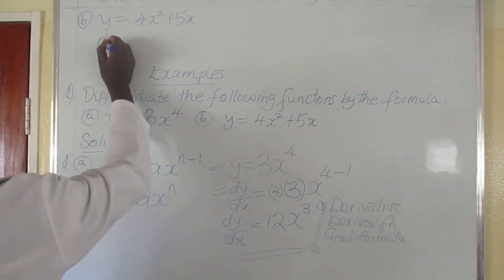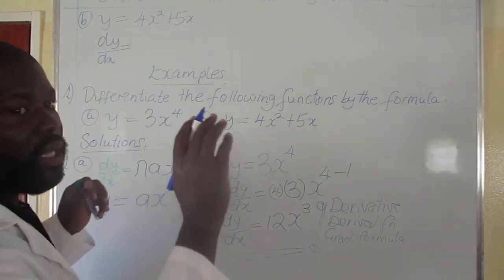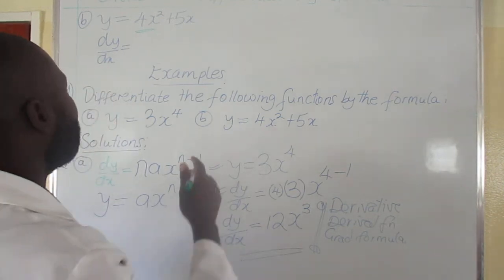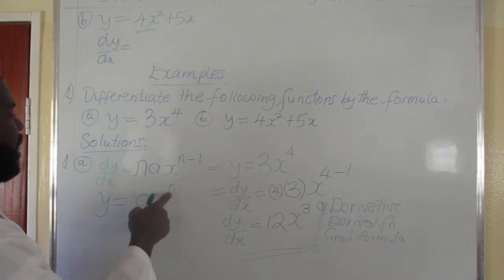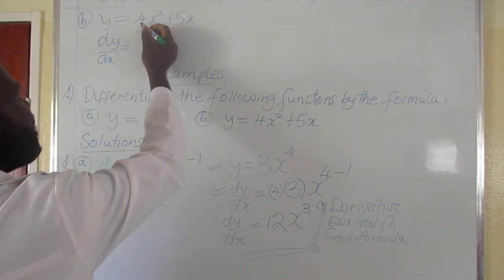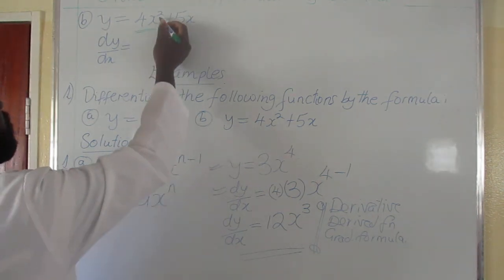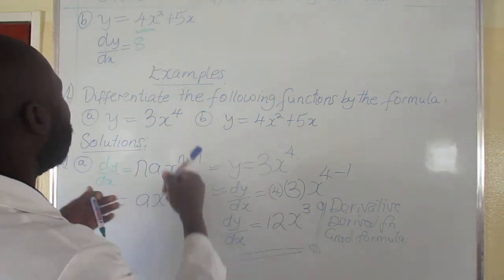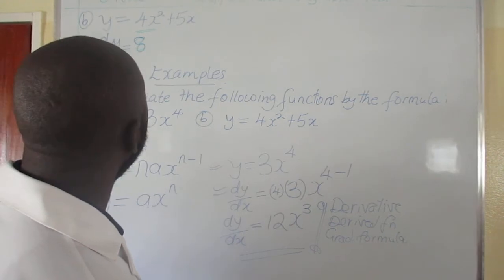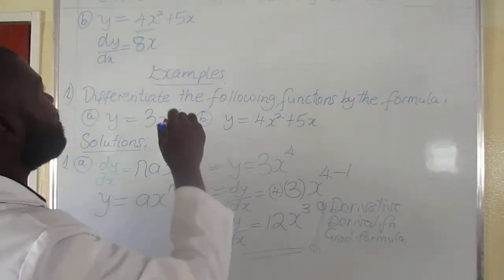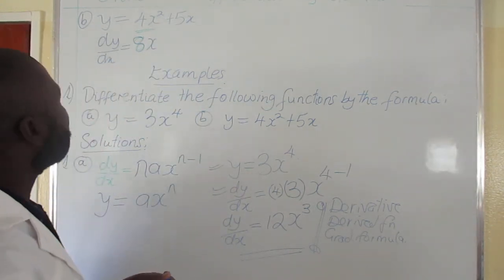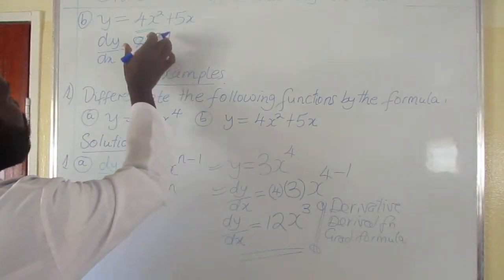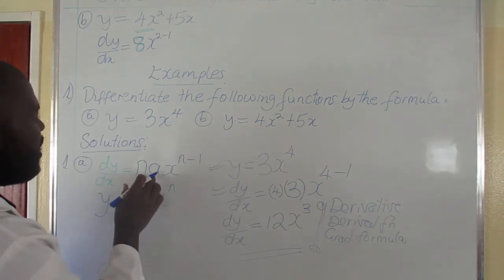So we have dy dx is equal to, okay, let's apply the formula on 4x squared. As we have been doing it, we need to identify the values of a and n. So n is 2 and a is 4. So we need to say na. We multiply 2 by a, so 2 by 4, which will give us 8. Then we write the x. Then this power 2 will reduce by 1. So on this first term, we have applied the formula nax power n minus 1.